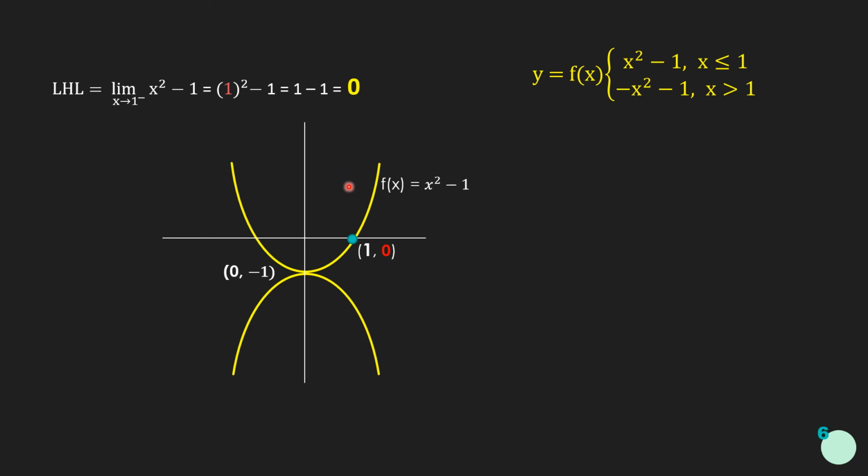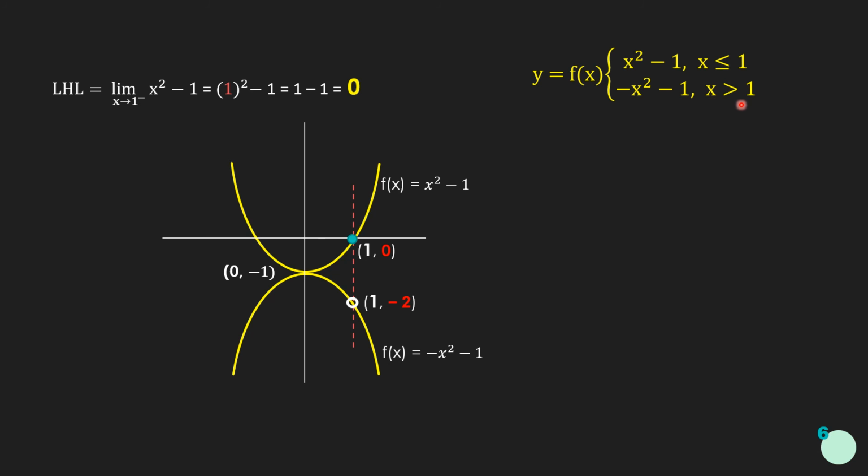Now, let us draw a vertical line through point (1, 0). It will cut the lower parabola at (1, minus 2). Since x is greater than 1, the point (1, minus 2) will not lie on the parabola, so it has been shown by a hollow point.